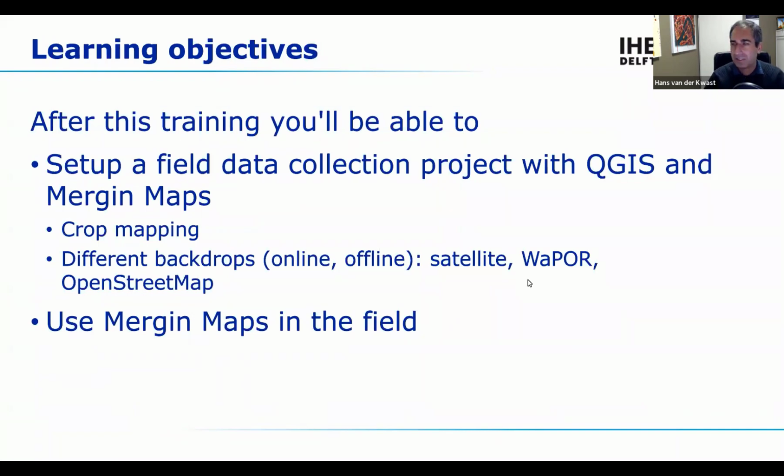So the objectives of this training are that after this training, you'll be able to set up a field data collection project using QGIS and Mergin Maps. For crop mapping, we'll focus on that, but the skills that you learn can be for mapping anything in the field. And using different backdrops, background maps, both online and offline use, because you might be in the field without internet connection or bundles are expensive. And we will use satellite composite as a background, WaPOR data, obviously, and Openstreetmap. And you will learn how to use Mergin Maps in the field.